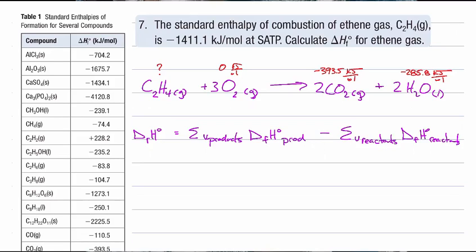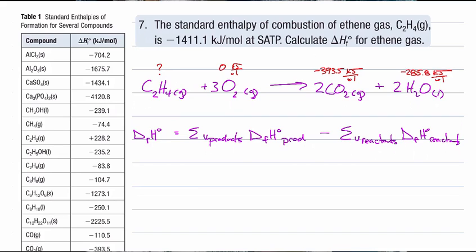Okay, so we're going to jump into question number 7. We're given the standard enthalpy of combustion for ethene gas, and we need to calculate the enthalpy of formation for the ethene gas. I've got the combustion reaction written there. Hopefully you remember how to write combustion reactions. I would guess that on a public exam the combustion reaction would be given for you, but I can't guarantee that.